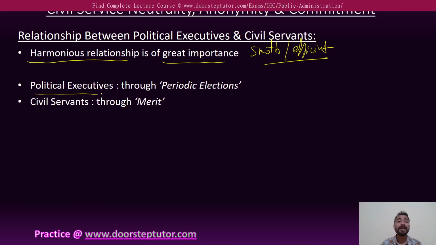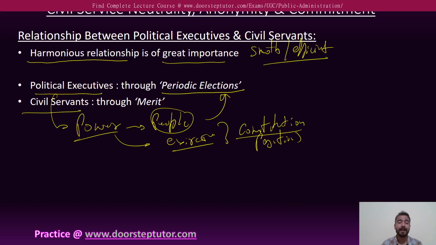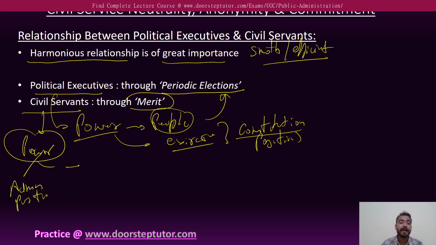When we talk about the political executives, they derive their powers directly from the people through the mechanism of periodic elections, and they exercise these powers according to their constitutional position. The civil servants, on the other hand, are selected through the merit system, and they derive their powers from both their administrative positions as well as the technical expertise that they possess.